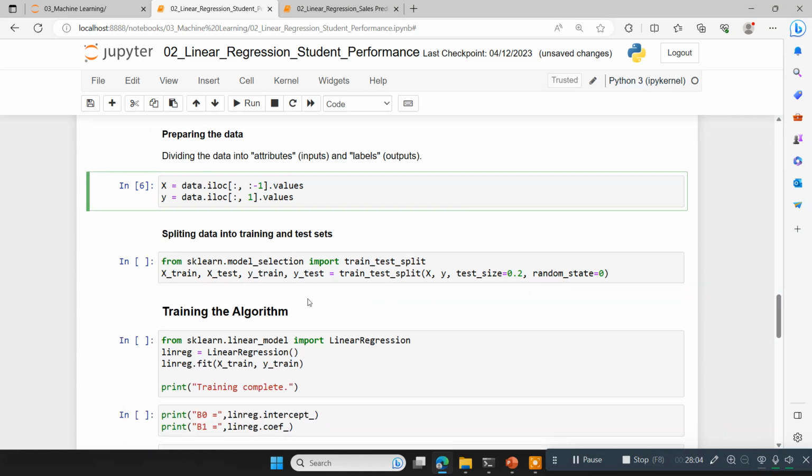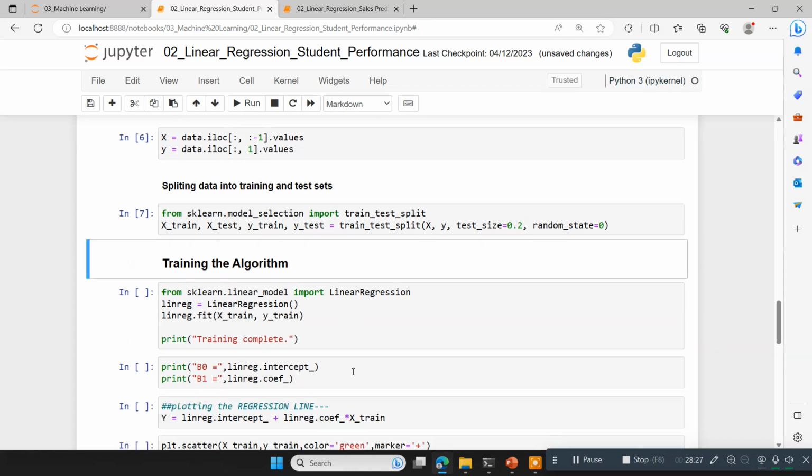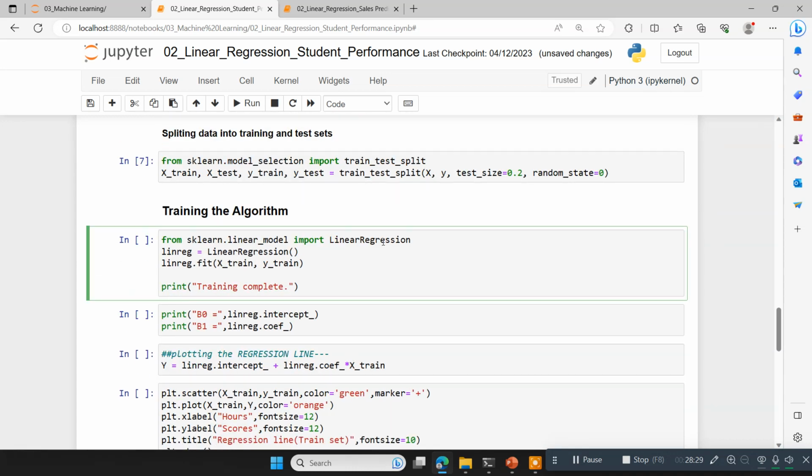Then as usual we are now splitting the data into 80% and 20%. Test size is 0.2, which means 20%. Random state is also 0 here, and we are splitting X and Y into 4 parts: X train, X test, Y train, Y test. Then the data is split, and then importing the algorithm here, linear regression from scikit-learn linear model, creating an object of the model, linear regression, fitting the data. The model always learns from the trained data.